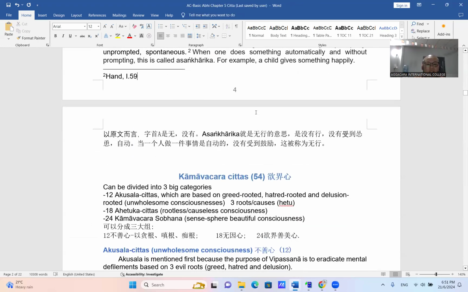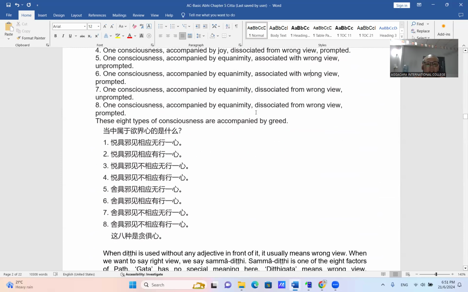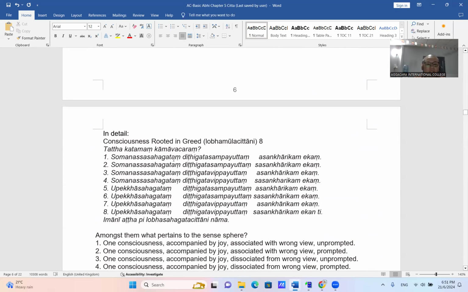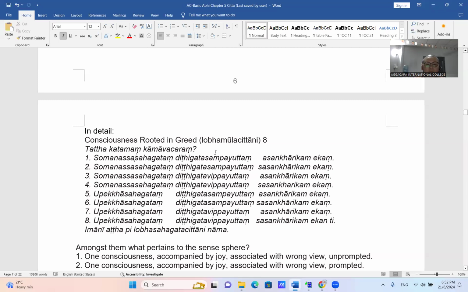So according to the original Pali, in the Abhidhammattha Sangaha: Somanassa-sahagatam ditthigata-sampayuttam asankharikam ekam. Ekam means one, all right? One consciousness. The word consciousness is not mentioned here. So Somanassa, joy. Sahagata: saha is together, gata you can just take as come together, accompanied by joy. Ditthigata: gata here has no meaning, so you can just take it as no meaning. Ditthi is wrong view. Sampayutta, associated with wrong view. Asankharika means unprompted.